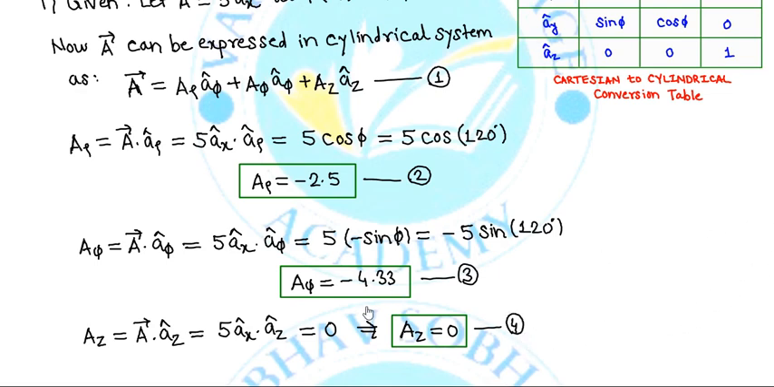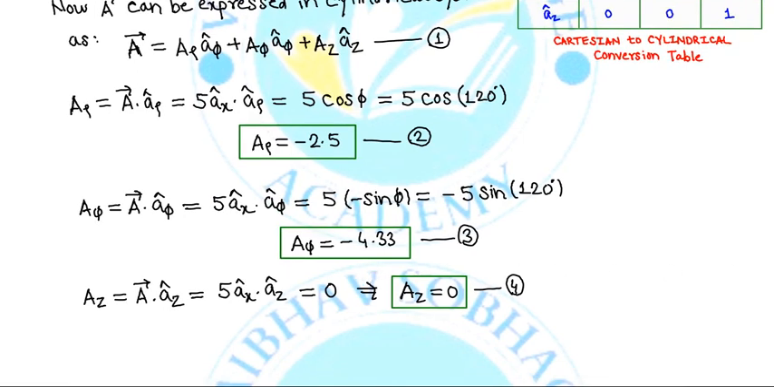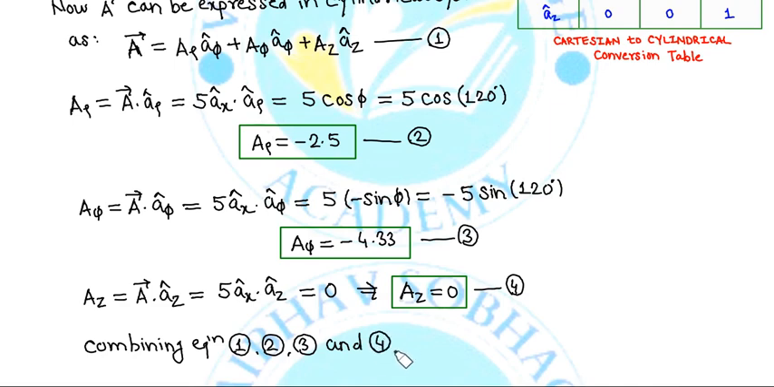Now we are going to combine all of these four equations to get our value. Okay, so what do we have? You can write over here, combining equations 1, 2, 3 and 4, we get.